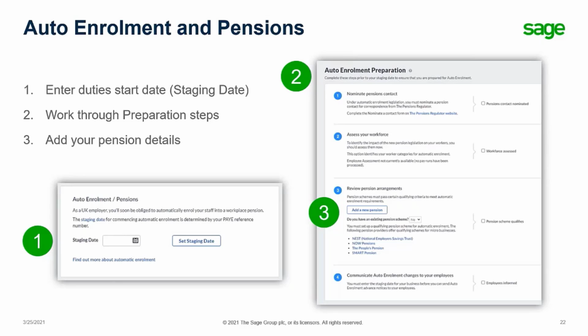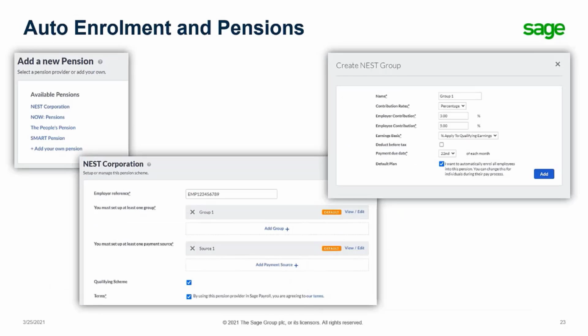So that was automatic enrolment and pensions. So we are almost ready to run the payroll. Before I show you that, we'll just do a quick recap on the pensions information. So there are 4 providers that have specific options within the software, or you can add your own pension. If your provider isn't on that list, don't worry, just click add your own pension and follow the on-screen steps.